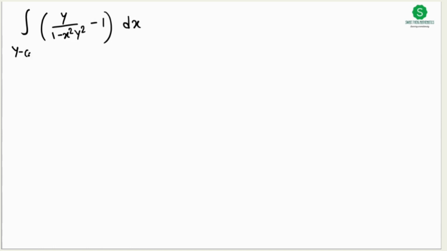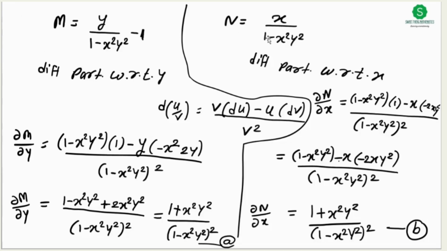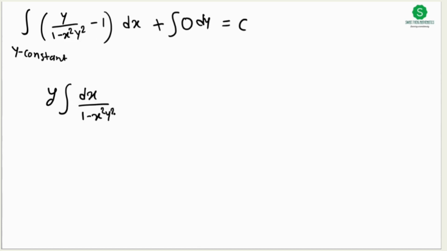Here y is constant, and from n we have to take the term without containing x. So n contains only one term and that term contains x. So the without-x term is not contained in n, so it is 0, integration of 0 dy is equal to the integrating constant c. Now here y is constant, so numerator y is constant, we can take it outside. y integration dx upon 1 minus x square y square minus integration of 1 dx equals c.